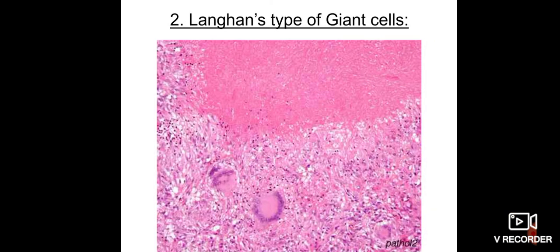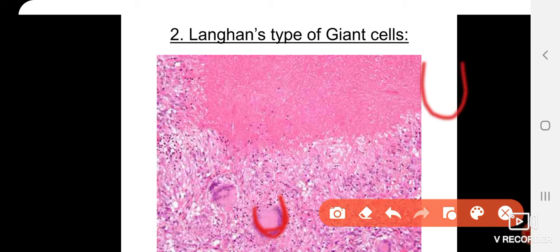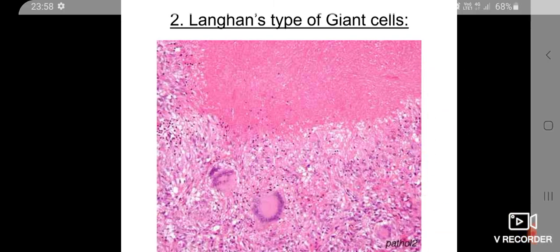Then we have the Langerhans type of giant cells. The Langerhans type of giant cell has a very characteristic feature. The nuclei will be arranged in a horseshoe pattern. Horseshoes are like this. So if the nuclei are arranged in a horseshoe pattern, it is called a Langerhans type of giant cell, and it is characteristic for tuberculosis.